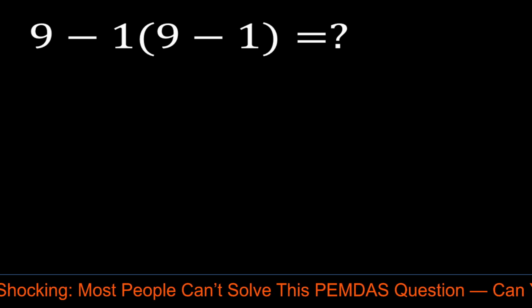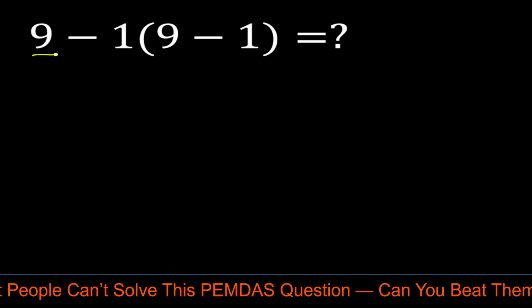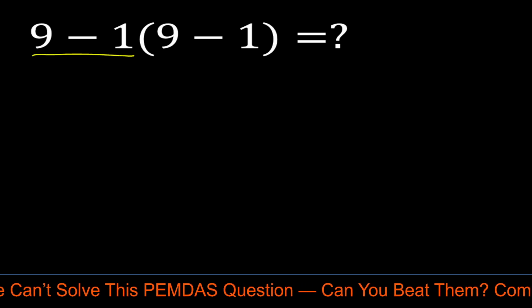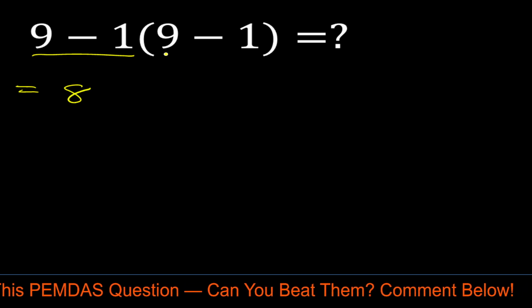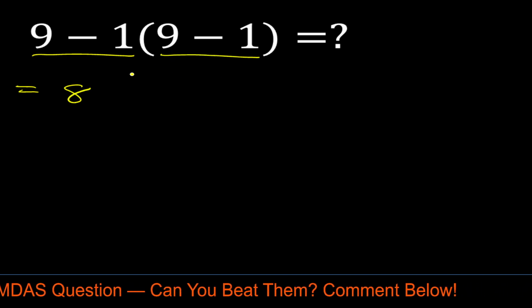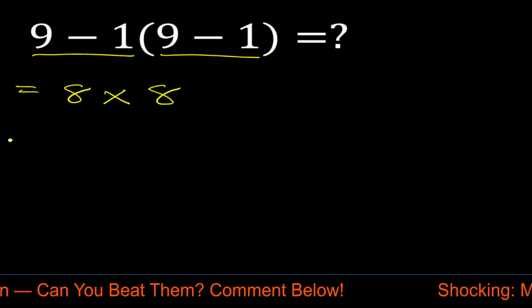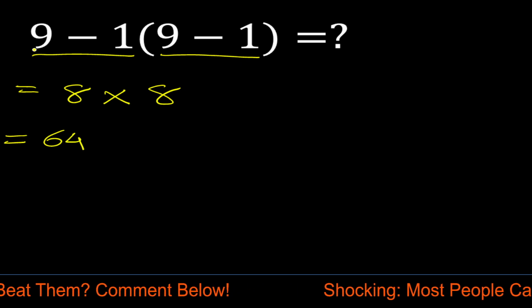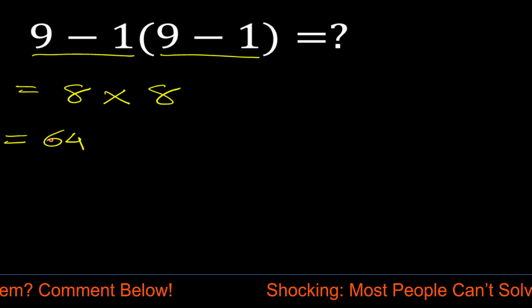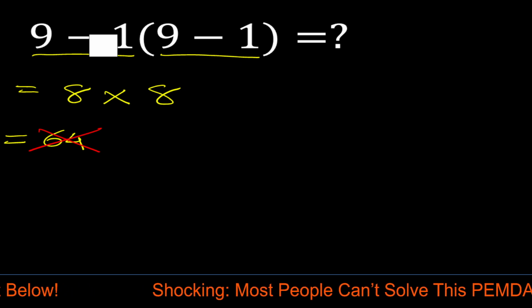So most people solve this question like 9 minus 1. So 9 minus 1 is equal to 8, right? Then again 9 minus 1. So 9 minus 1 is equal to 8. Now 8 times 8. So 8 times 8 is equal to 64, right? But this answer is not correct. This answer is completely wrong.